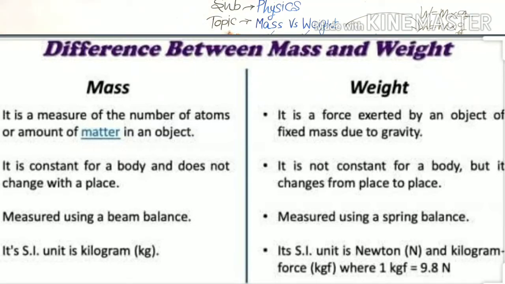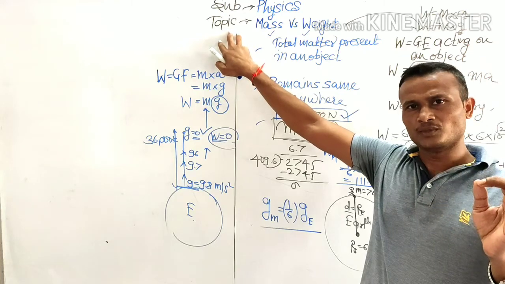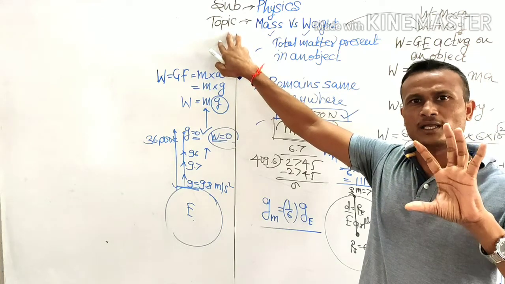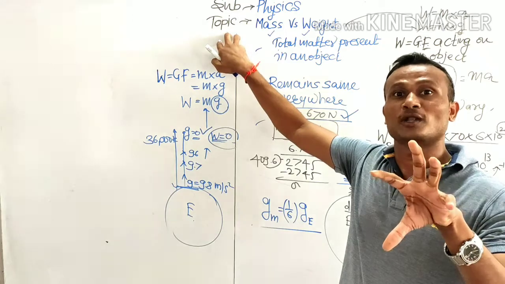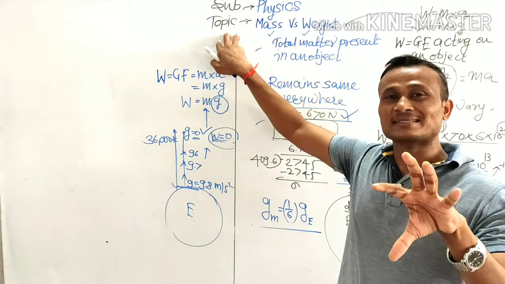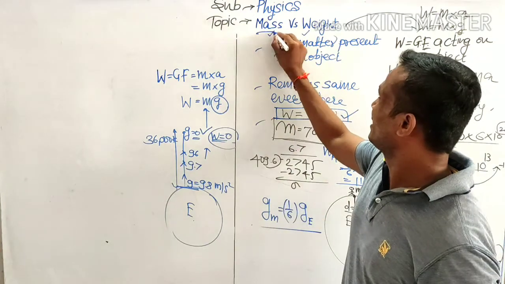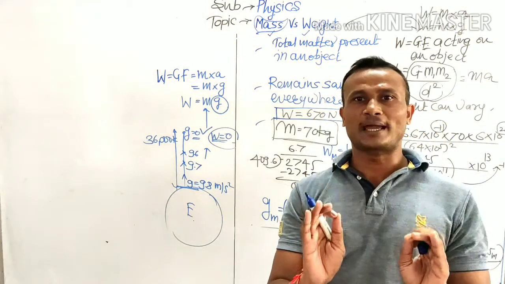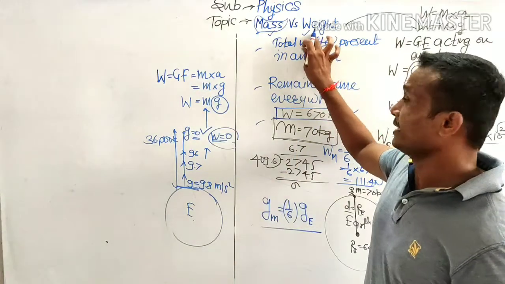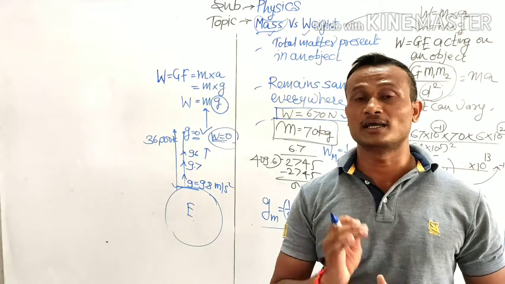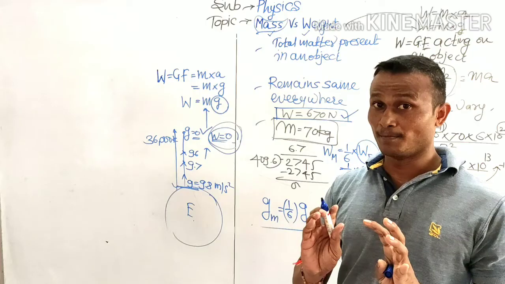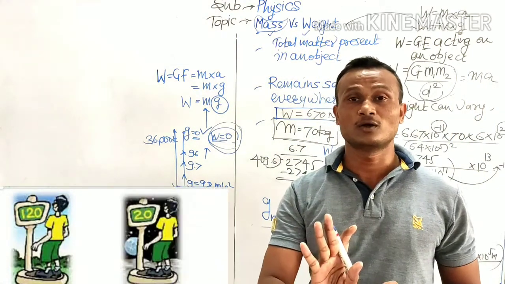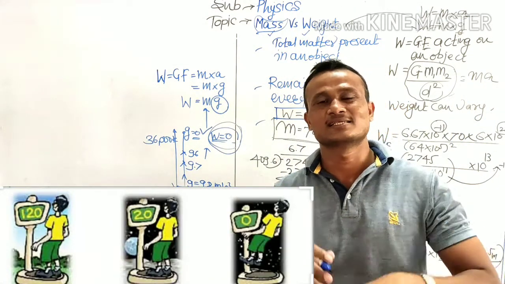Once again: mass remains the same everywhere, which is the total matter present inside the body. Weight can vary from place to place, and that is the gravitational force acting on an object, right? Mass is a scalar quantity. It depends on magnitude, doesn't depend on direction. Weight, being a force, is a vector quantity, which also depends on direction along with magnitude. Weight can be 0 for an object, but the mass of an object can never be 0, because it's not possible to have a massless particle.